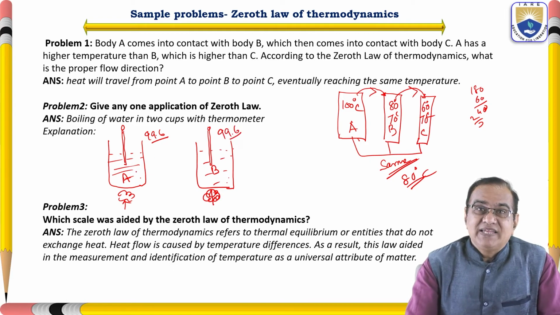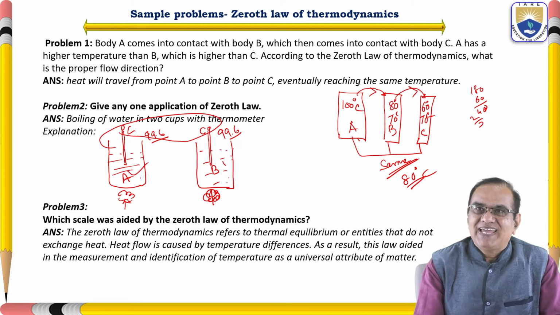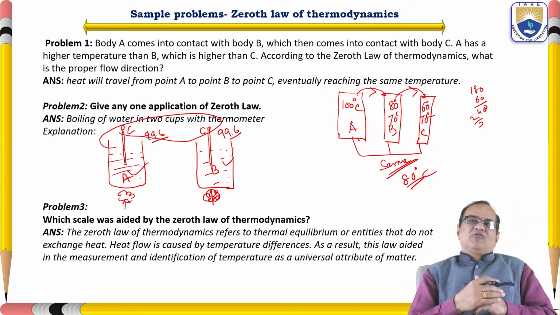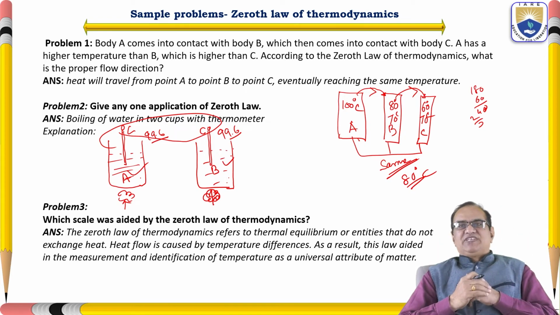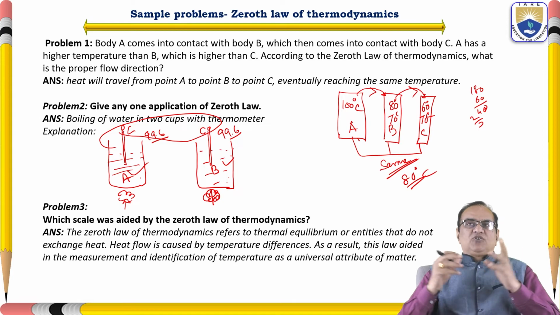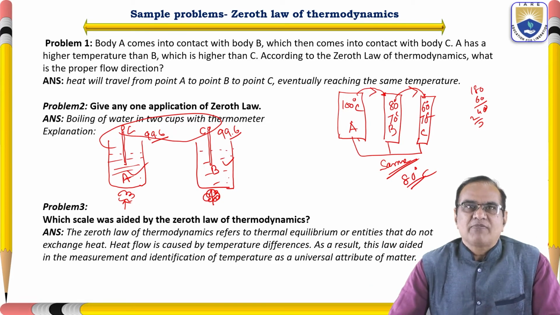So this is A, B, and this thermometer is C. So A and C, B and C, and this C is making sure that both A and B are in the same equilibrium condition. So that is the application and example of this zeroth law of thermodynamics. Now I will go for problem 3.